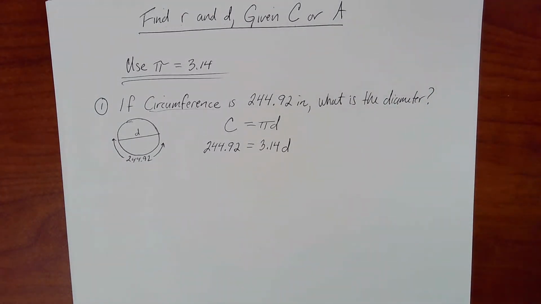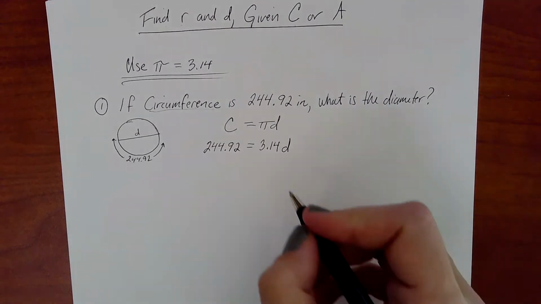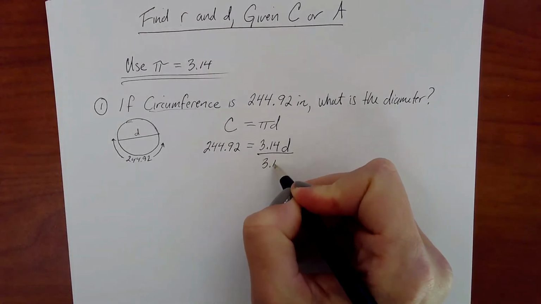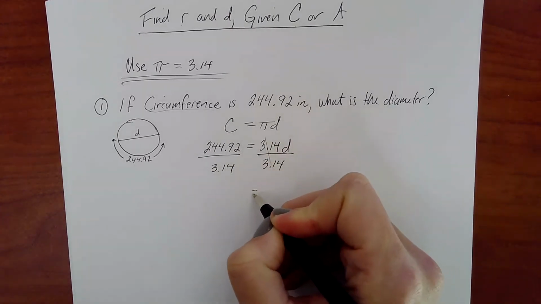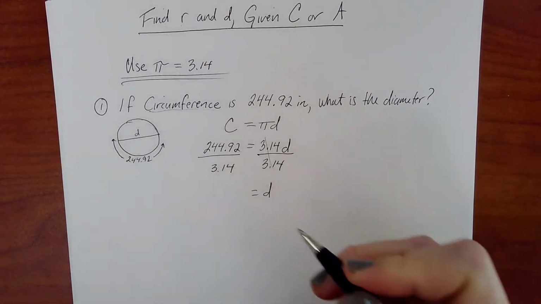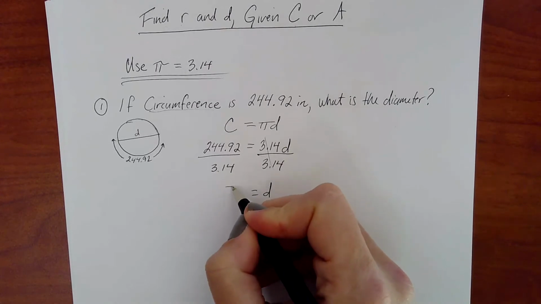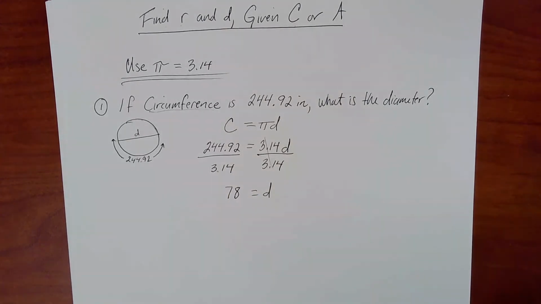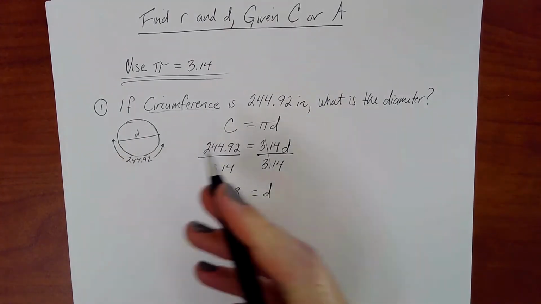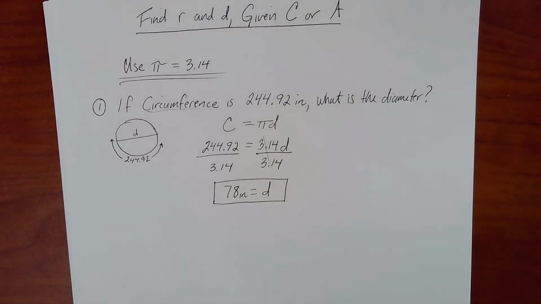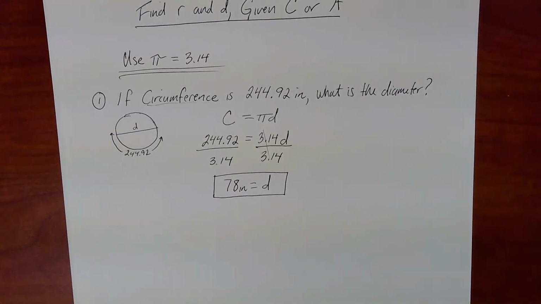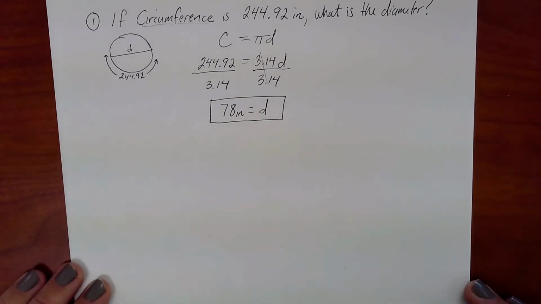Now, how would you solve for D? You would just divide. So divide by the 3.14, cross it off, put that in your calculator, and you get 78. Now what is that? That is a distance, so that will be 78 inches. And there you go. All right, so it's all about using the formula and then go from there.